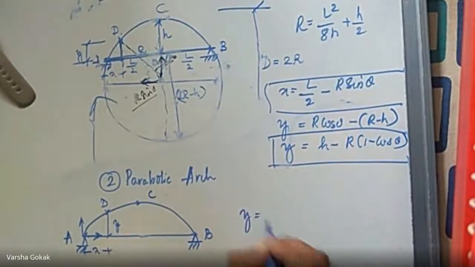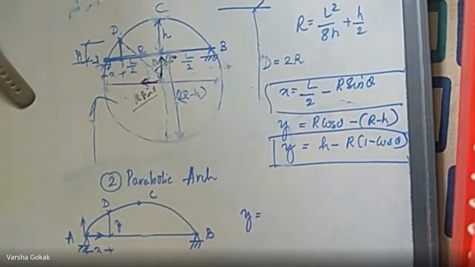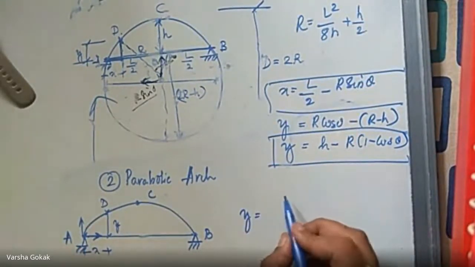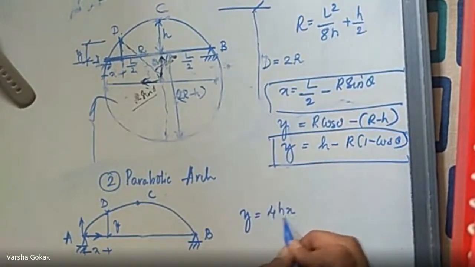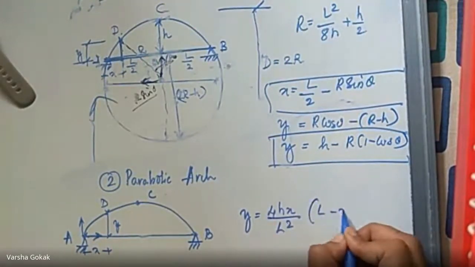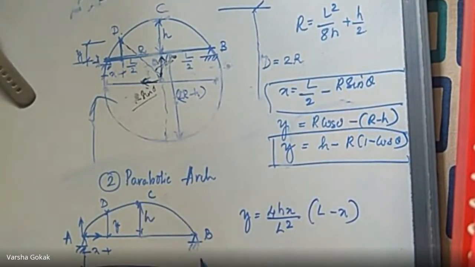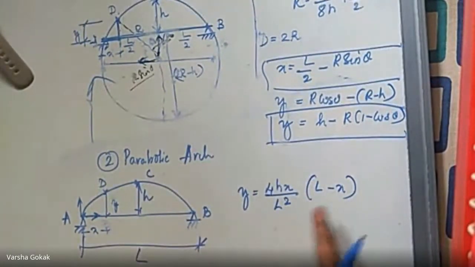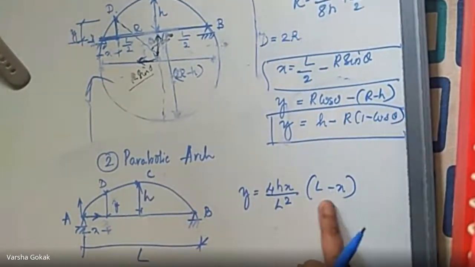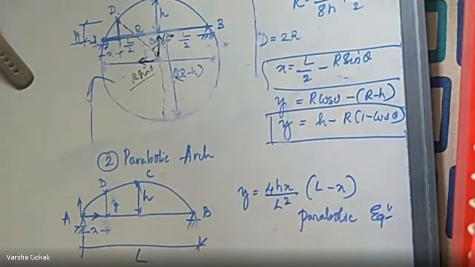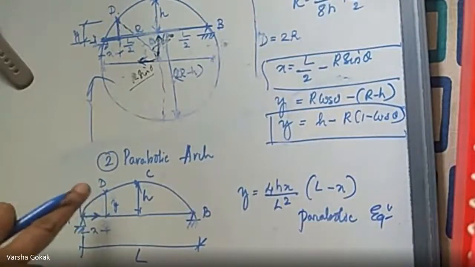So the parabolic equation I have to make use of. What is a parabolic equation? In case of a parabolic arch, taking this as the origin point, from the parabolic equation, it is y equal to 4hx divided by L square into L minus x. Okay, h being this and this is the length. This is x, this is y. So 4hx by L square into L minus x. Now this is your parabolic equation. From the general law of parabolic equations, you are able to write that in terms of the rise H and the span L.